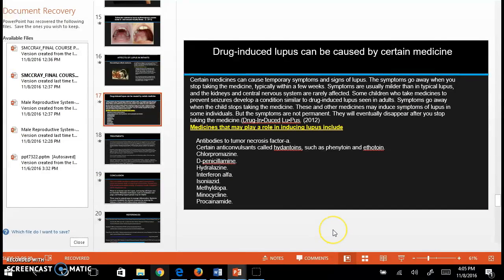Drug-induced lupus can be caused by certain medicines. Certain medicines can cause temporary symptoms and signs of lupus. The symptoms go away when you stop taking the medicine, typically within a few weeks. Symptoms are usually milder than in typical lupus, and the kidneys and central nervous system are rarely affected. Here are some medicines that may play a role in inducing lupus.